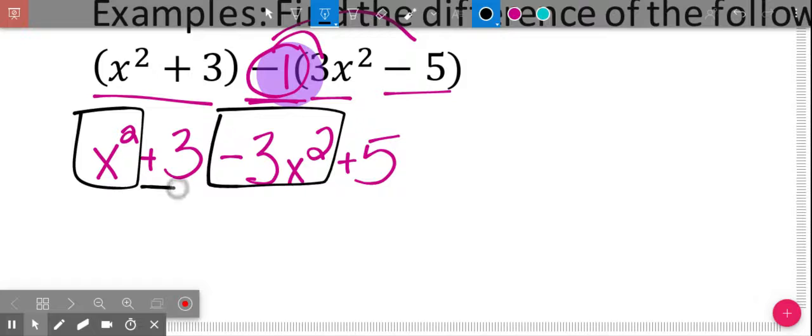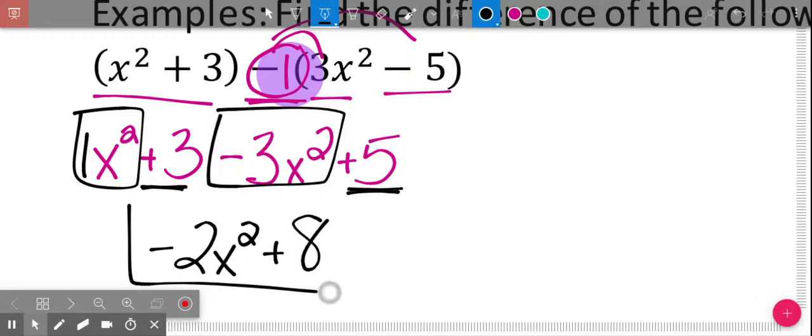And then I'm going to underline my numbers. Remember, it doesn't matter what shape you use, just as long as you're doing all your x squareds in squares, or all of your numbers in circles, or whatever it might be. So now I'm going to simplify. X squared minus 3x squared, well, that's like 1 minus 3 gives me negative 2x squared. 3 plus 5 gives me plus 8. That's my final answer. So we distributed the negative 1, and then we combined our like terms.